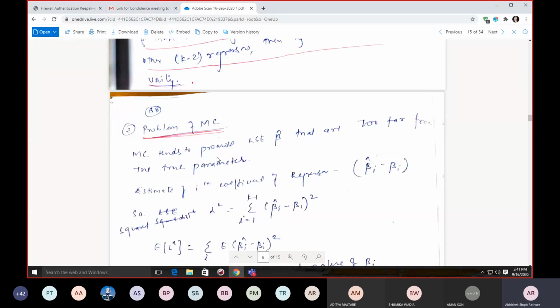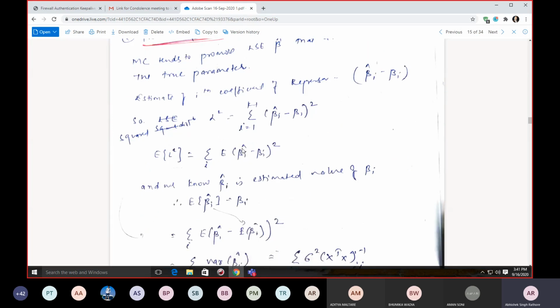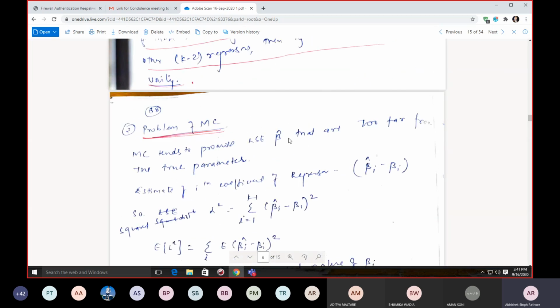Now the second problem of multicollinearity. The multicollinearity tends to promote least square estimates of beta hat that are too far from the true parameters. The parameters we should have got, first of all the variance is coming out very large, and then we are moving very far from the true values. We are coming out far from exactly what should have come.